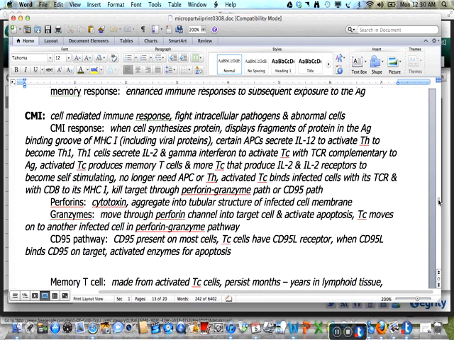The activated TC produces memory T cells and more TC that produce IL-2 and IL-2 receptors to become self-stimulating. At this point, they no longer need the APC or TH. The activated TC binds infected cells with its TCR and with CD8 to the MHC1. The target cell is killed through the perforin-granzyme path or the CD95 path.